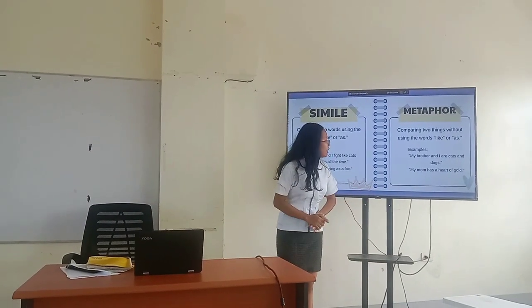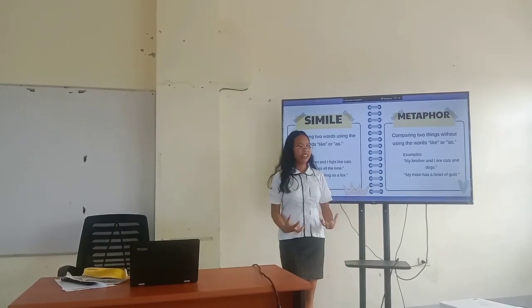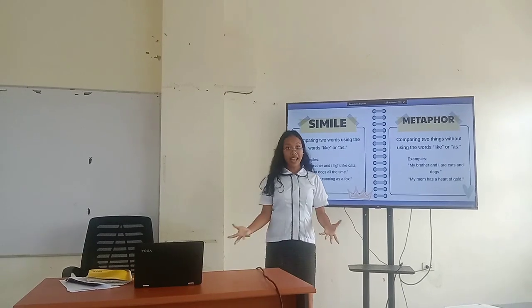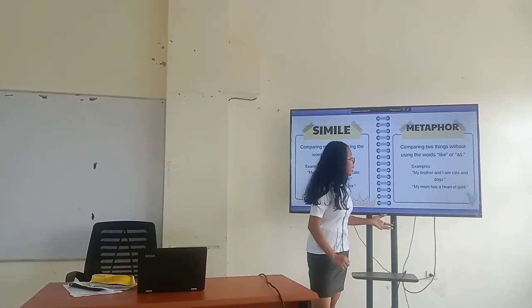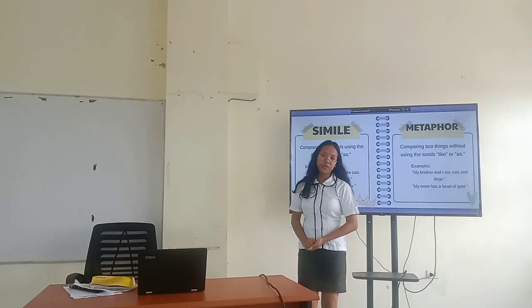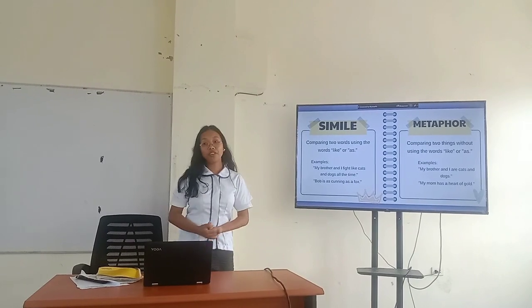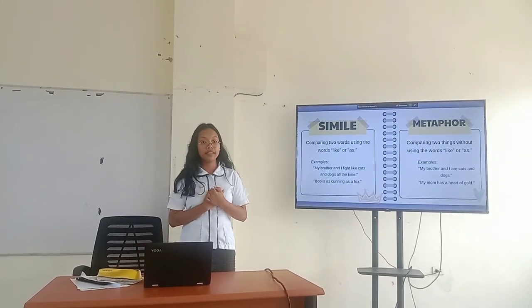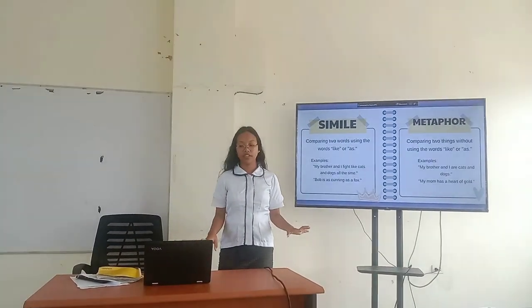My brother and I are cats and dogs. So we are comparing ourselves to dogs and cats without using the word like. And we also have another example, my mom has a heart of gold. So the speaker here is trying to compare her mom's heart to gold, which means pure.